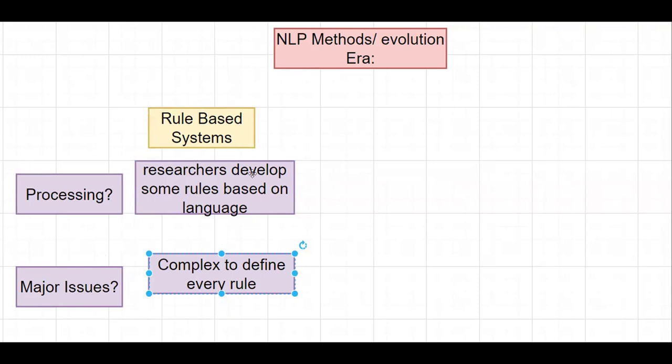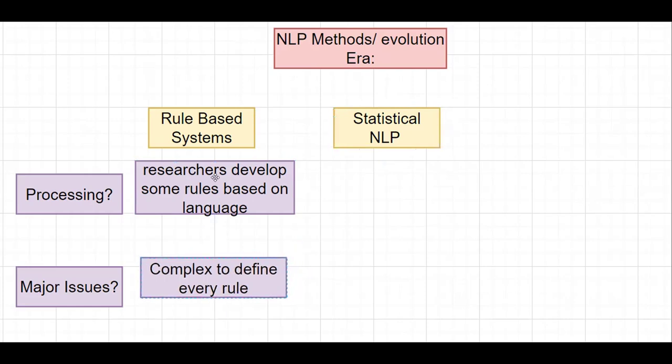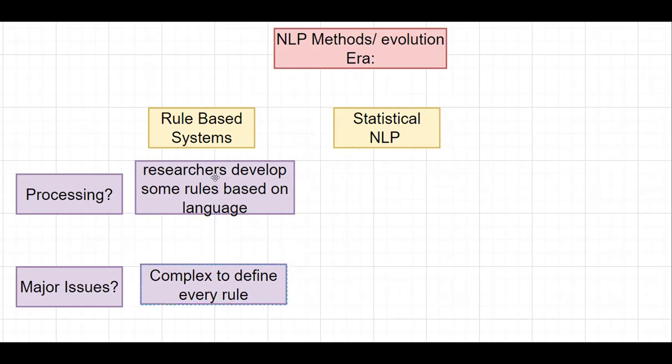In order to overcome this issue of defining each and every rule to predict the next response, we moved one step forward in natural language processing, that is, the statistical NLP era. In this statistical NLP era, we majorly overcame this issue of defining each and every rule for getting the response. In this era, we use statistics and probability to predict the next upcoming word.